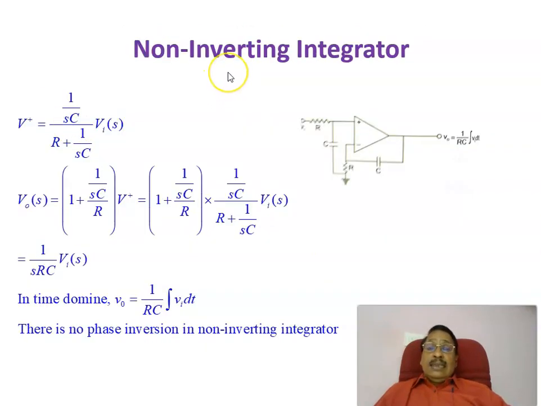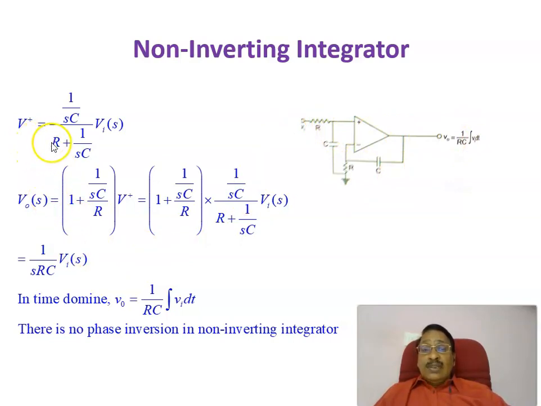Previously, we have seen an inverting integrator in which the input is given to the inverting input. In this case, the input is given to the non-inverting input. Again, there is a resistance capacitance feedback. This is the circuit diagram for a non-inverting integrator. In the same way, you can apply the theorem to find the ratio of output voltage to the input voltage.